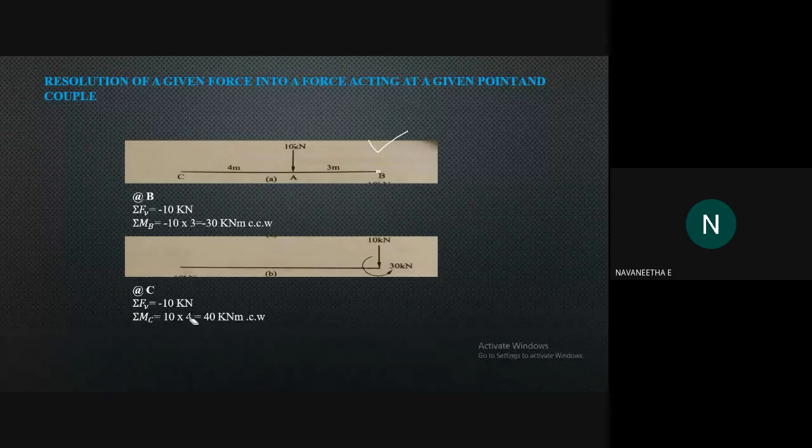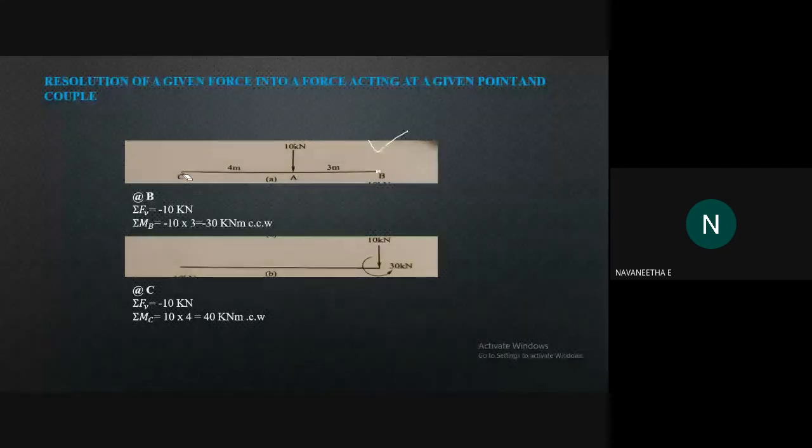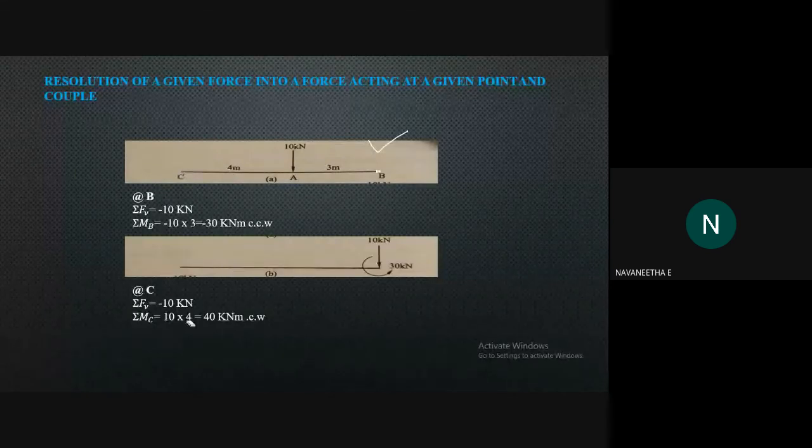What about the moment about C? Moment about C, what will it be? It is 10 into the distance between the line of action of the 10 kilonewton force and point C. What is the perpendicular distance? 4 meter, right? So 10 into 4. Okay, here 10 into 4, that is 40 kilonewton meter. What about the direction of the rotation?